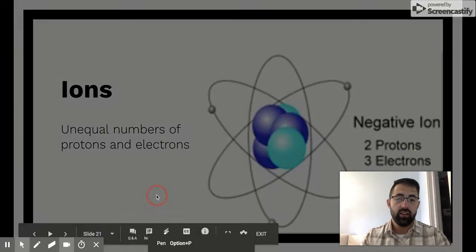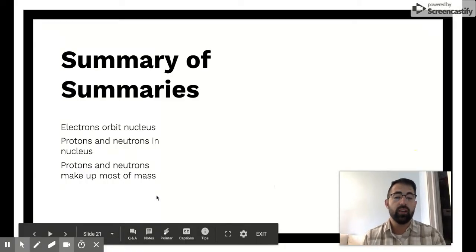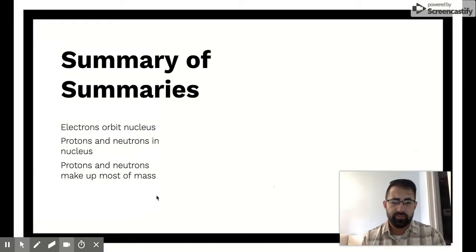So those are ions. So here's our summary of summaries of this whole section. It covers a lot of ground. We will be covering some of it in class as well. So we have this: electrons orbit the nucleus. Remember, we don't really know where they are, so as we talk about the electron cloud, not really orbits in the sense of how a planet orbits, but orbits in the sense of it's somewhere in this vicinity. And we'll talk about that in a later lesson as well.